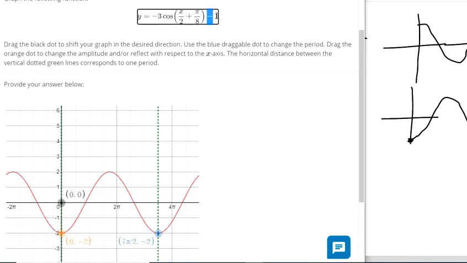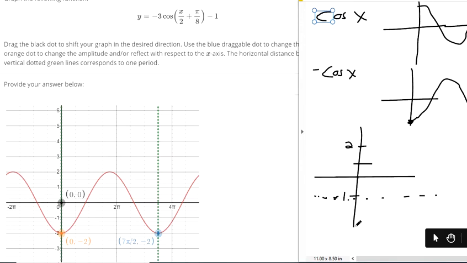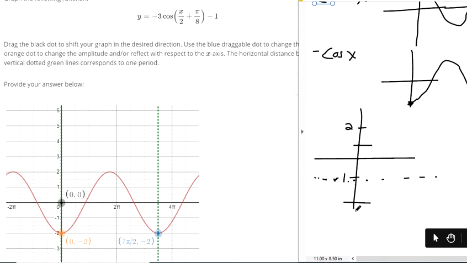Remember that this -1 is the equation of the midline. So for our graph at y equals -1, that's our midline. And since our amplitude is 3, that means it goes up 3 coordinates. So 1, 2, 3. And it goes down 3 coordinates from the midline, so down to -4. So this is our midline, and it goes up to 2 because that's 3 units up, and then it goes down to -4. Actually, it starts down here, right?